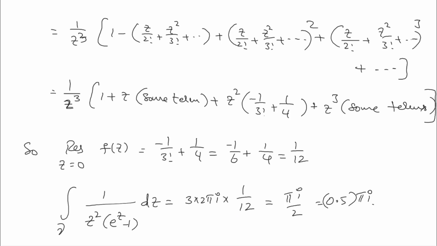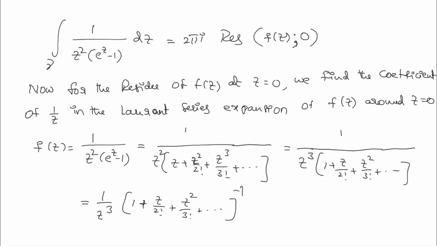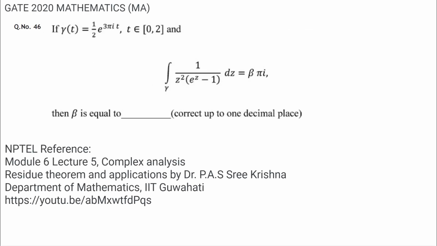So in total we have this as 0.5 times pi i. But the question asked for the value of beta, which can be seen easily as beta equal to 0.5. Thank you.